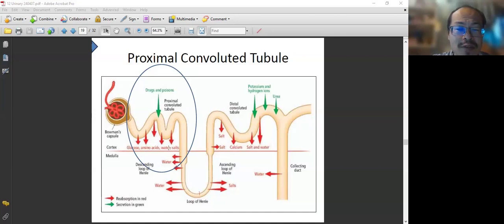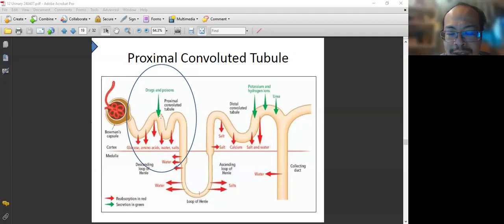We basically reabsorb all the good stuff in the proximal convoluted tubule, so we have no regret. We push everything through. A lot of good stuff also gets pushed through, and a lot of bad stuff gets pushed through, which we want to keep here so we will urinate it out. But some good stuff, we also push through because they are small, and we don't want to lose them. And so proximal reabsorbs them back.